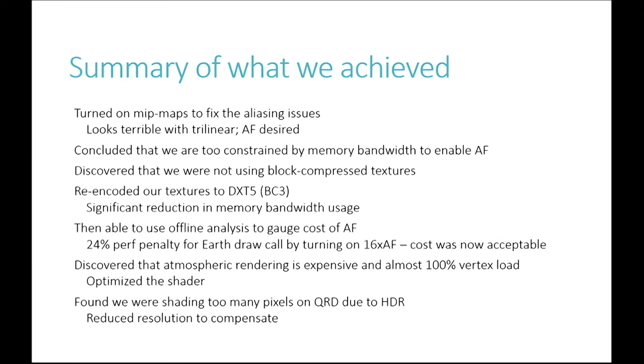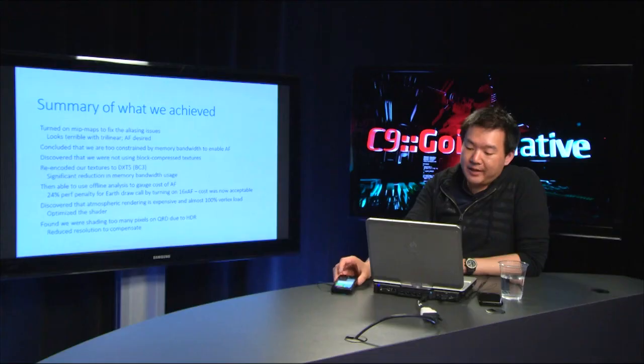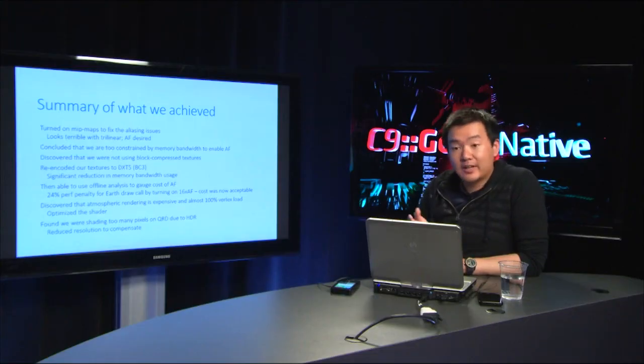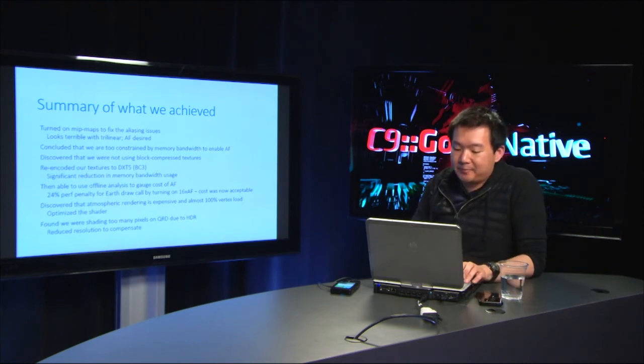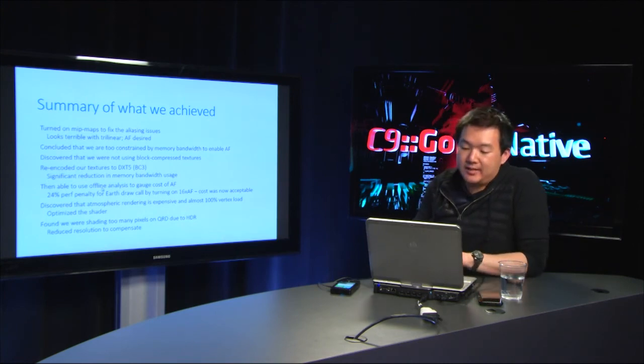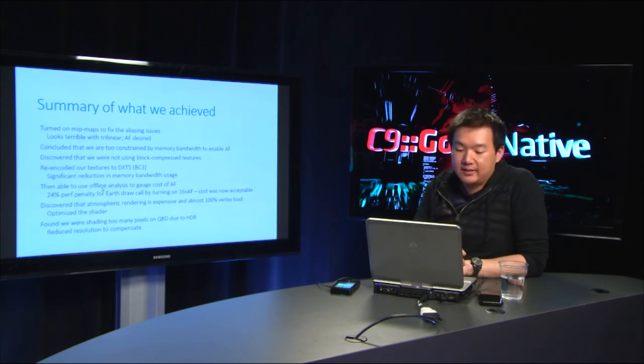We were able to use GPU counters in offline analysis to conclude that we were being severely limited by the 8974's memory bandwidth. We also deduced from the report that we weren't currently using block compressed textures for the draw call, which was just blowing out the memory bus. And after we re-encoded our textures to BC3 or DXT5, we were then able to use offline analysis to determine that the cost of anisotropic texture filtering was more acceptable. And we were then able to turn on 16 times anisotropic texture filtering as we wanted in order to increase our visual quality.